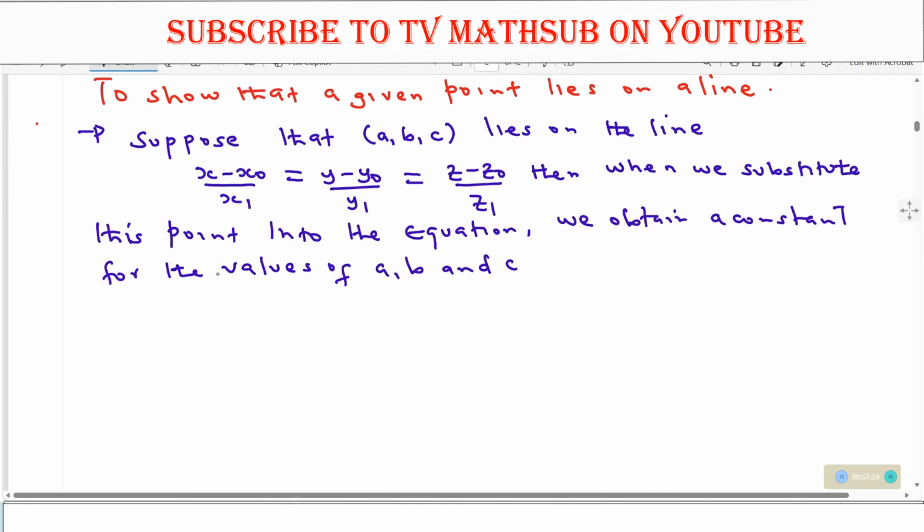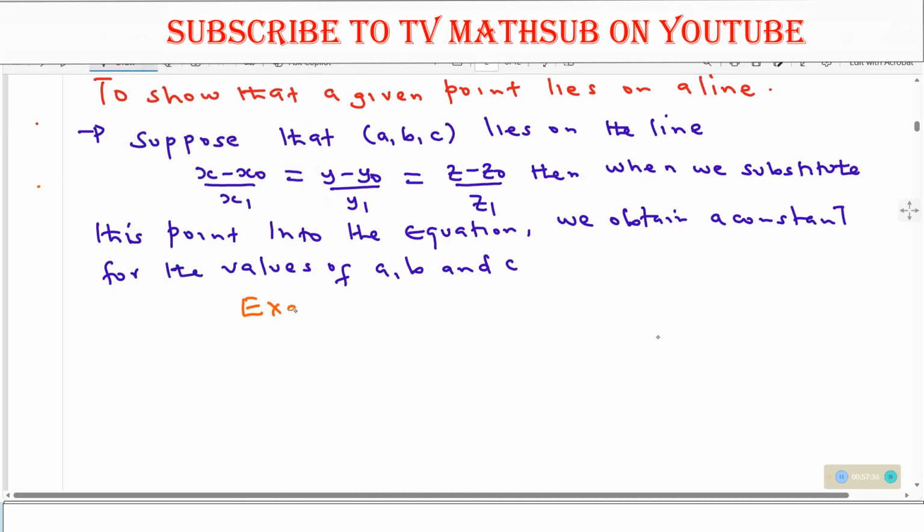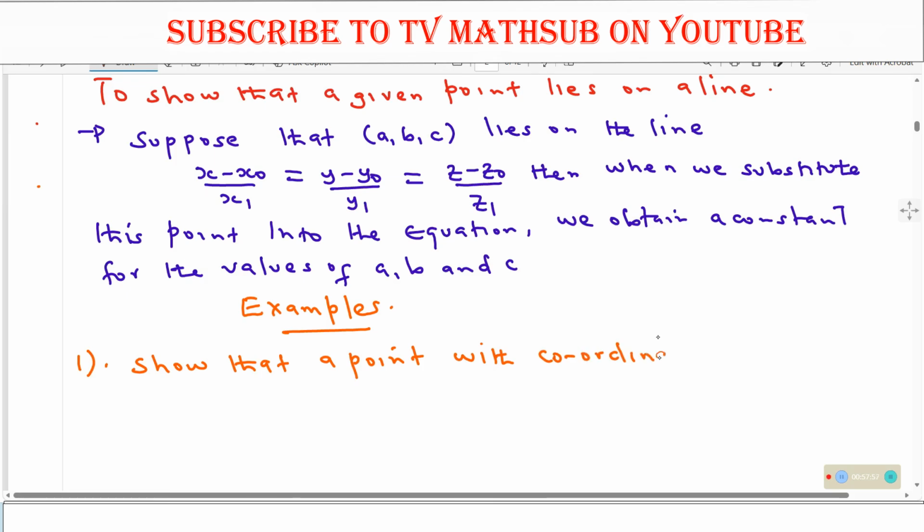We can understand this better by looking at some examples. So let us talk about some of the examples. Example number 1 says, show that a point with coordinates 4, -1, and 12 lies on the line.